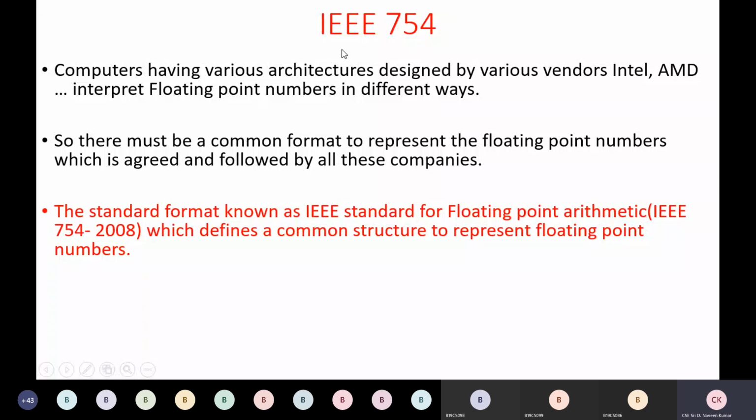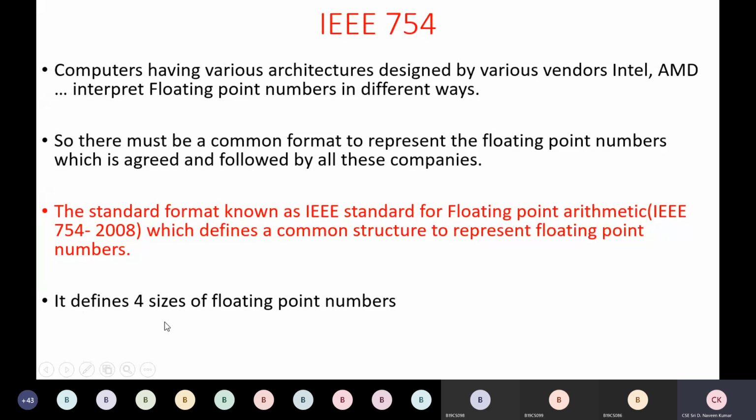We call this format the IEEE 754 format. This is a standard known as the IEEE standard for floating point arithmetic. It is a standard to represent floating point numbers, so that every company, Intel, AMD, or any other, designs the hardware in such a way that everyone follows the same representation of floating point numbers. Okay, so remember this is IEEE 754. We will see the structure or format to represent a floating point number in IEEE 754.